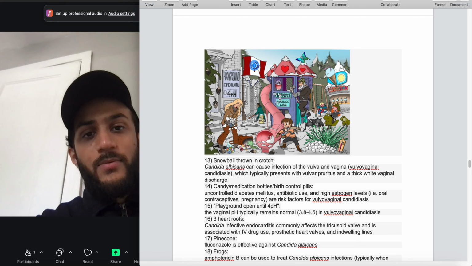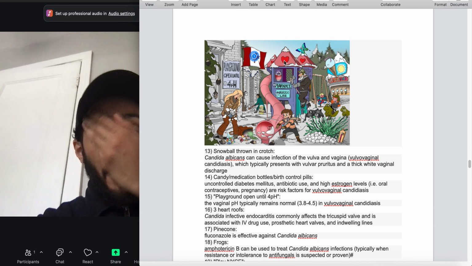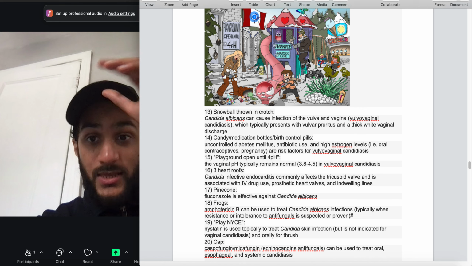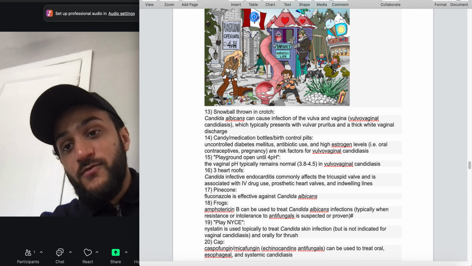And then we can see these roofs, the roofs are going to be for tricuspid valve. Then we can see fluconazole, amphotericin, then we can see plain nystatin, and then we can see caspofungin or micafungin, which is going to be for treatment of Candida albicans.